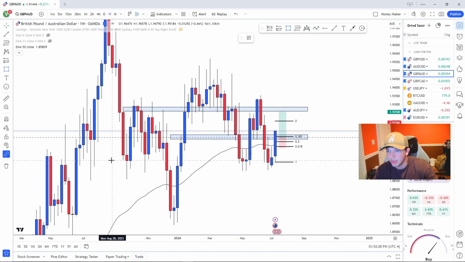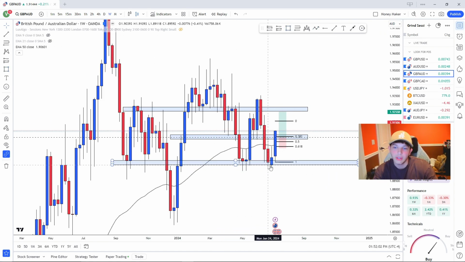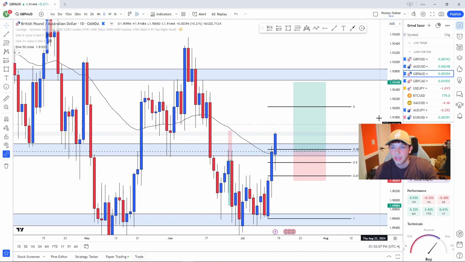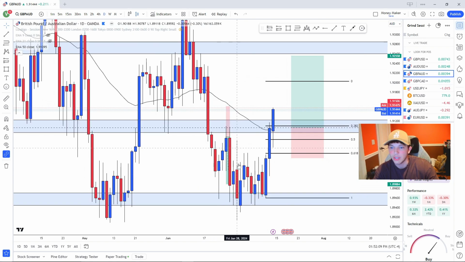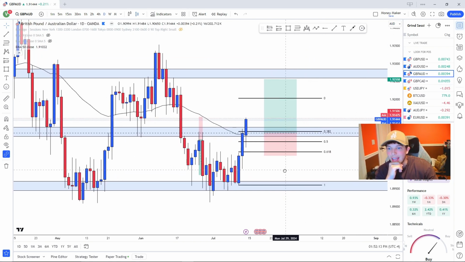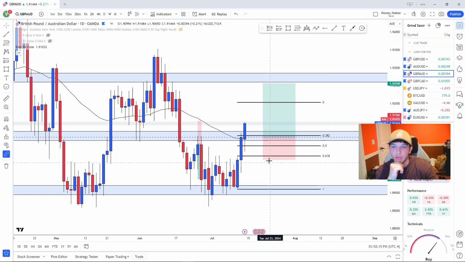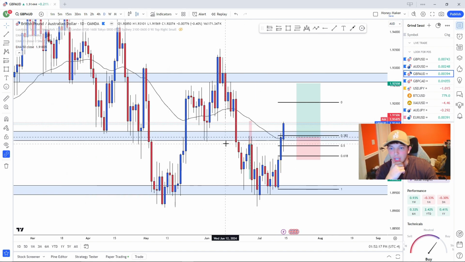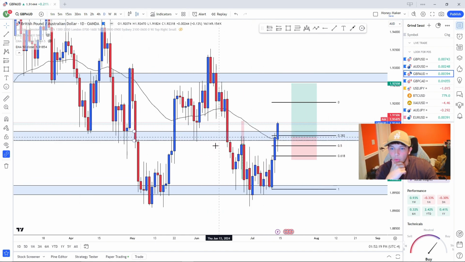There's honestly probably another area of interest right here, right? We can see how well it respected that area of interest and used it as support. Now we could see consolidated, shifted structure. We're booming upwards to the upside. Now we're simply waiting for a retracement back into our area of interest, either at this upper level or maybe even a little lower.